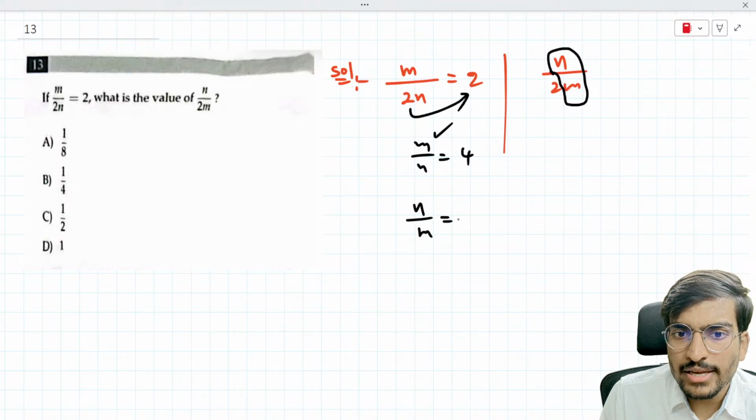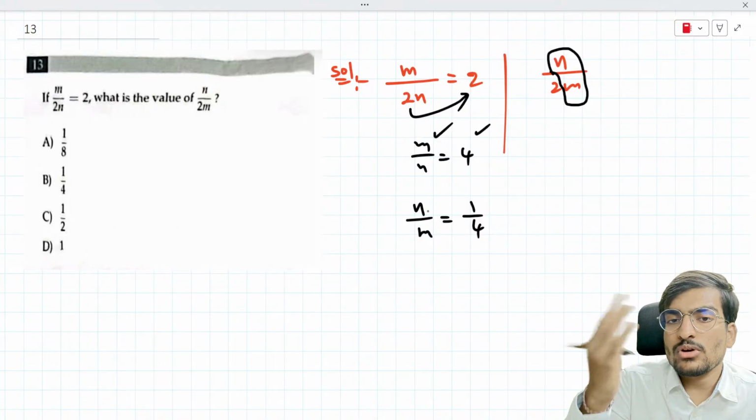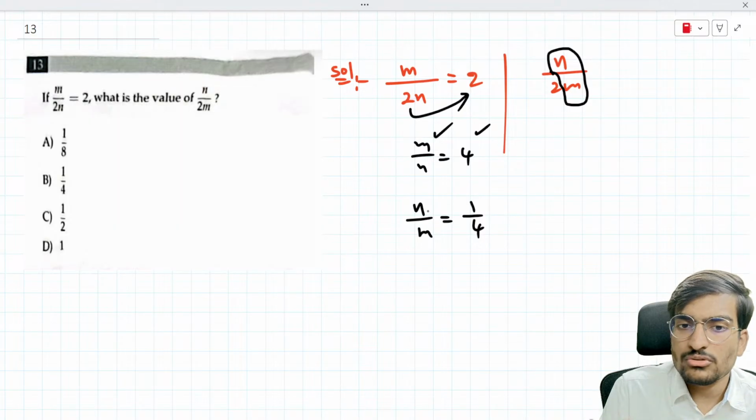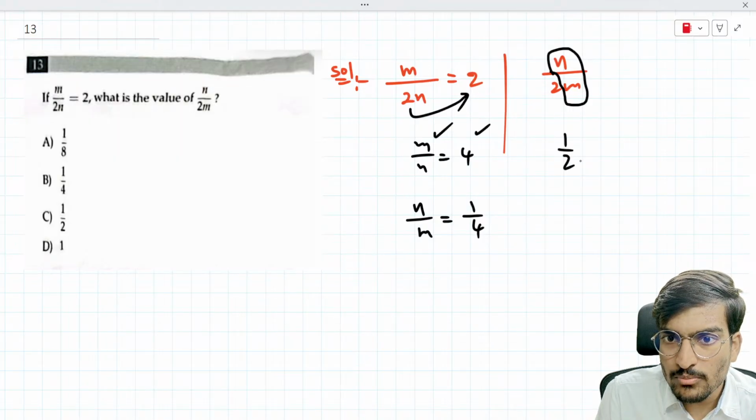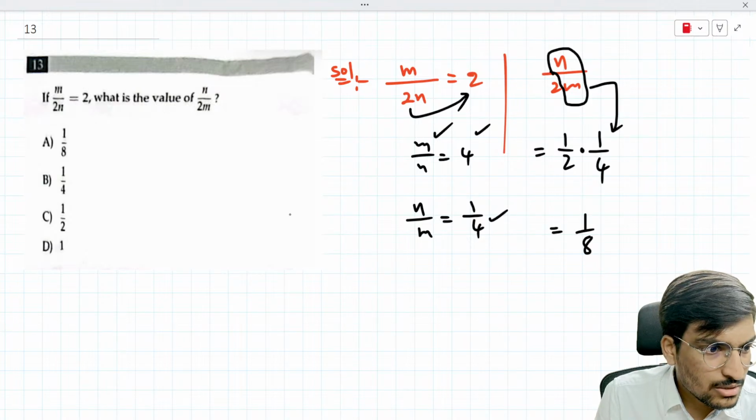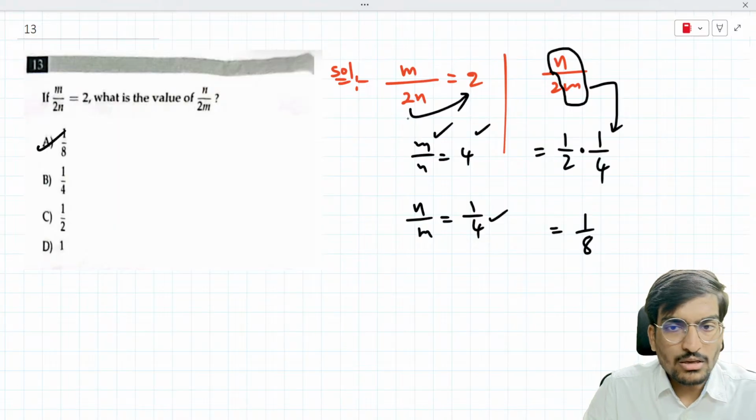Flip: n by m equals 1 by 4. I flipped both sides. We can do it like that, or else you can just transpose the LHS to the RHS and the RHS to the LHS. You still end up with the same thing. That's how you can get n by m. So now, in the place of n by m, I'm substituting 1 by 4. n by m is 1 by 4. That's what we got. So the answer is going to be 1 by 8, which is option A.